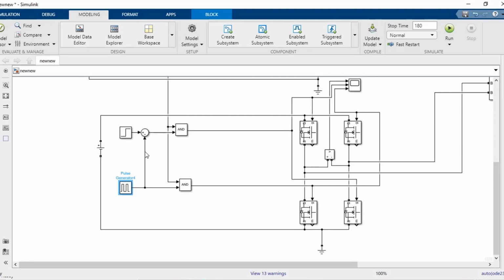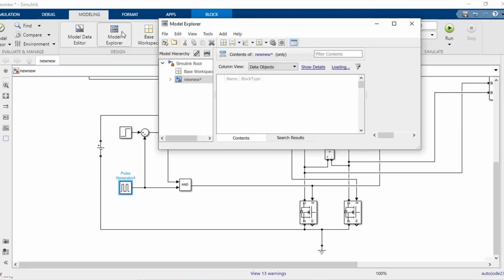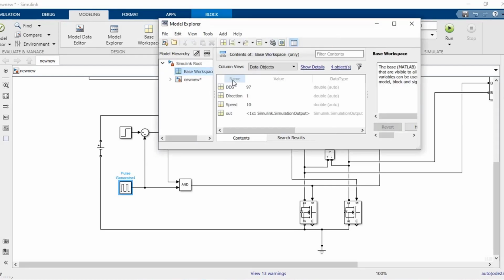For the simulation part, first let's set the input variables. For this, we have to go to modeling, model explorer, and go to base workspace. Here we have to create 3 variables: deg, direction, and speed. Deg is for the final output angle. Direction is 1 for clockwise rotation and -1 for anti-clockwise rotation. Speed is in degrees per second.